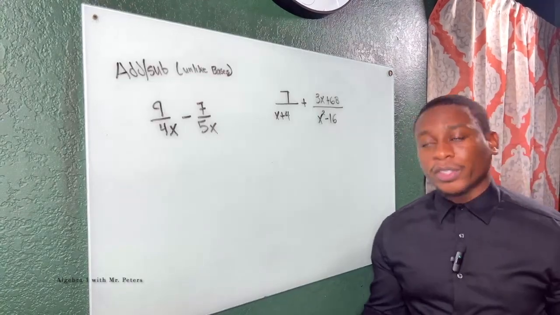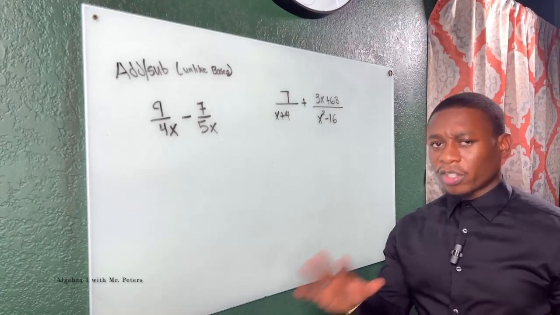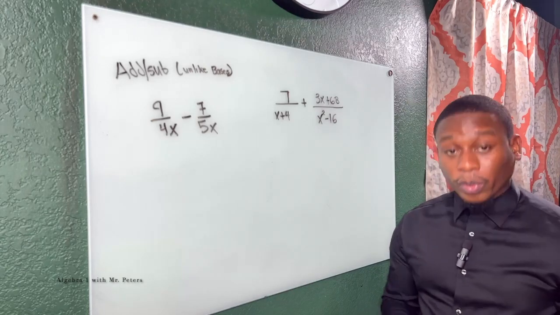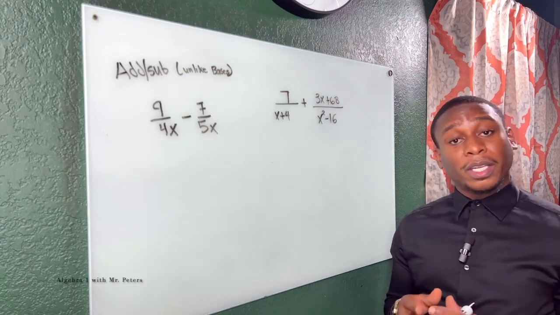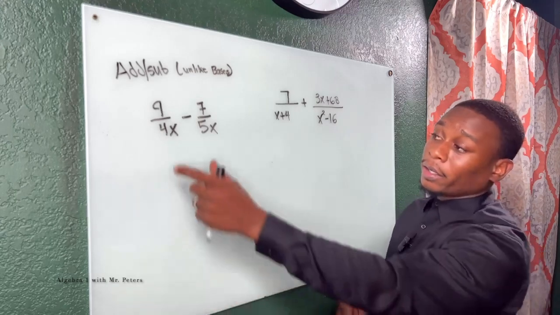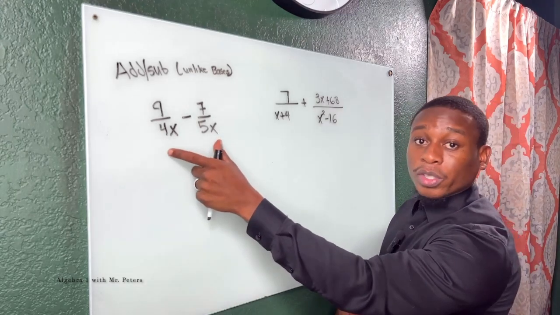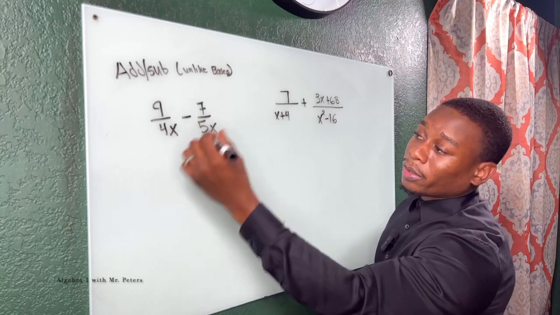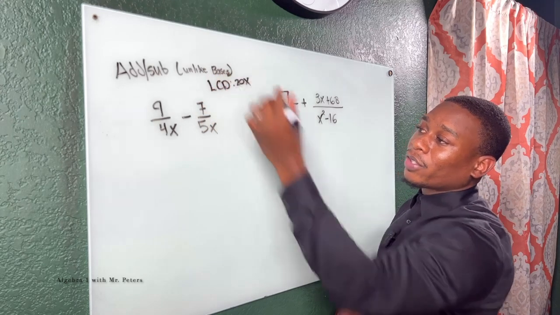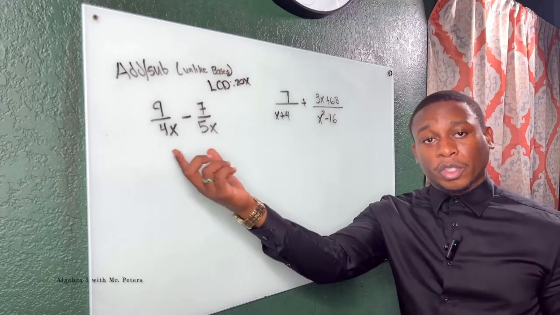When we get over to the unlike bases, we're going to start there first. I think this is the more important one. Please remember, the first thing we want to do is to factor everything, if there's anything for us to factor out, and then identify the LCD, the lowest common denominator. So when I look at this right here, LCD is probably going to be 20x. That's the lowest common denominator between these two.